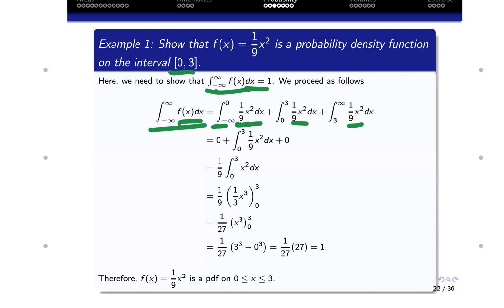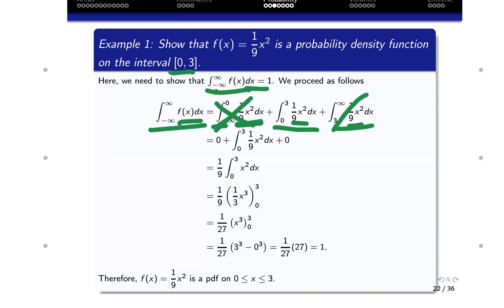So it doesn't exist from minus infinity to 0. It exists from 0 to 3, but it doesn't exist from 3 to infinity again. So it means all these two will have to go each time you have something like this. So then you end up focusing on the interval, the range which you're given: minus infinity to 0, 0 to 3, and 3 to infinity.